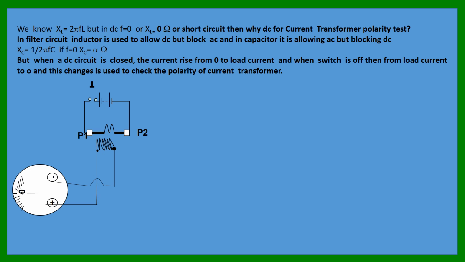The P1 terminal of the current transformer primary is connected to the positive side of the battery through a push button switch, and the negative terminal to the P2. And the secondary, both the terminals are connected, positive and negative, with a zero centered ammeter.